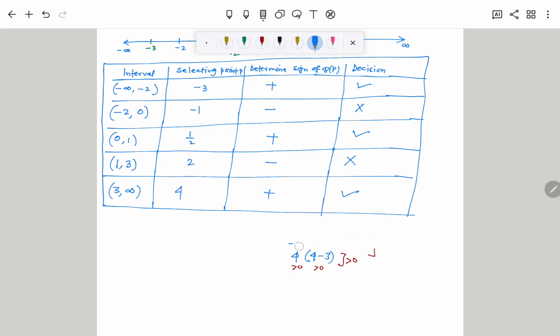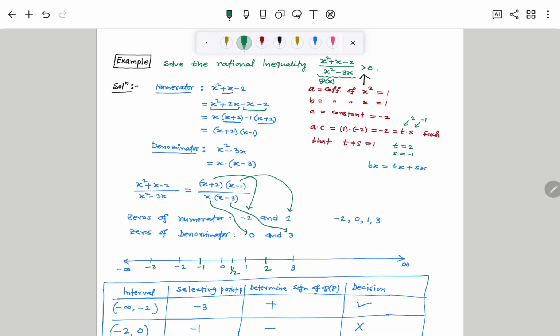So now the general solution, or the whole solution, will be: the values of x, or you can write down the solution is, we have to take the interval from -infinity to -2, and we also have to take the interval 0 to 1, and the interval 3 to infinity. How have we joined them? Just by taking the union sign. So this is the solution of the rational inequality.